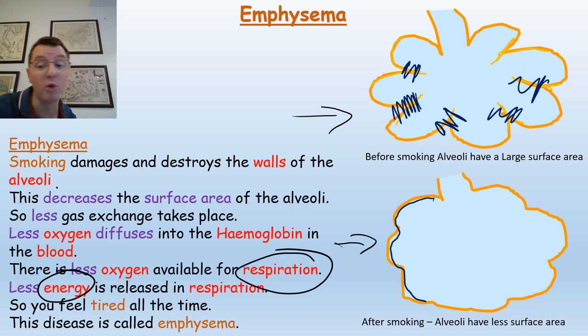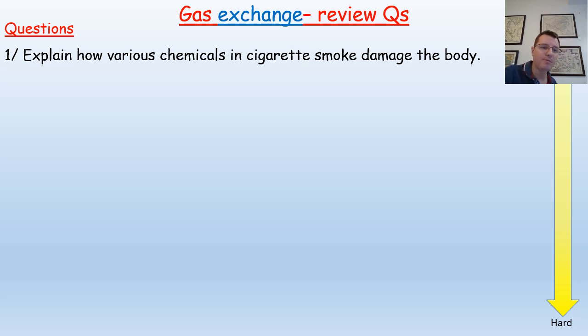So larger alveoli, but there's fewer walls, there's less surface area, there's less gas exchange, which means less oxygen making it into the hemoglobin in your red blood cells, less respiration, less energy, and you will feel more and more tired. So, a little review question here. Pause and I'll give you the answer in a moment.